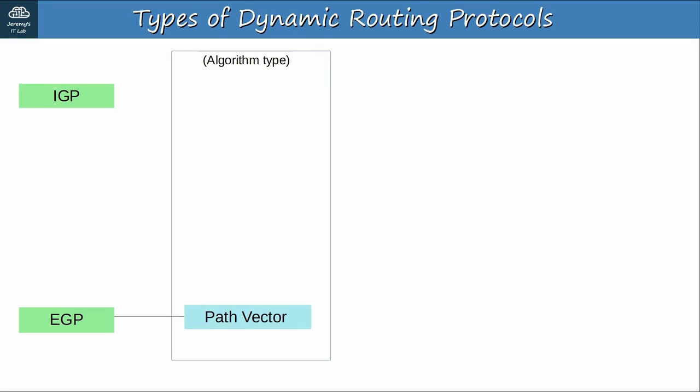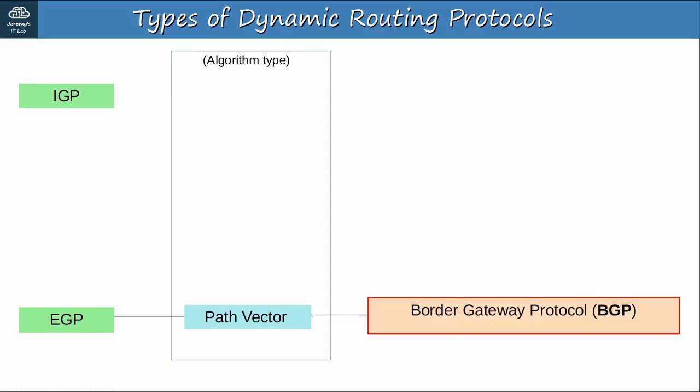Not only is there only one type of EGP algorithm, but there is only one EGP that is used in modern networks. That is BGP, the Border Gateway Protocol. Because it's not necessary for the CCNA, I won't talk much about BGP. I will mention a few important things later, but beyond that, you don't need to know BGP for the CCNA. Just make sure you're aware of the purpose of an EGP, to share route information between autonomous systems, and know that BGP is the only EGP that is used in modern networks.